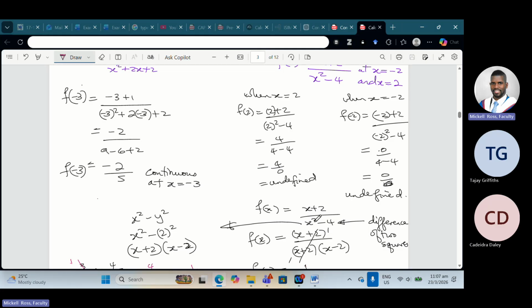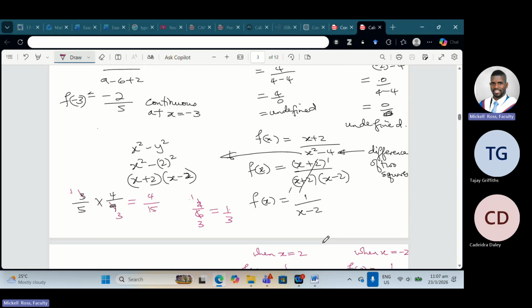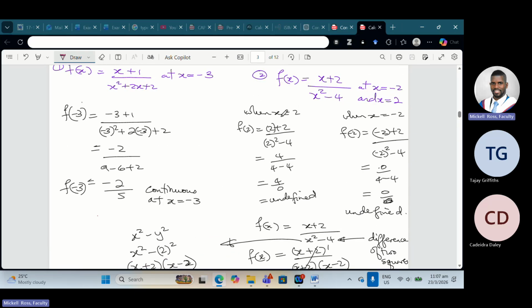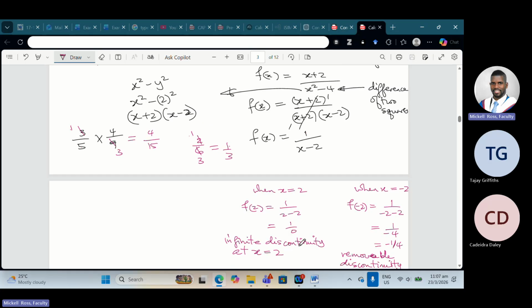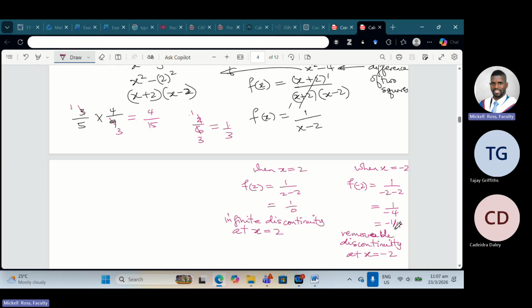When we simplify the function by using the difference of two squares, we get 1 over x minus 2. Substituting x equal to 2 and x equal to negative 2: when x is equal to 2, the denominator is still 0. So we get an infinite discontinuity because the function is still undefined. But when we use x equal to negative 2, we get negative a quarter.